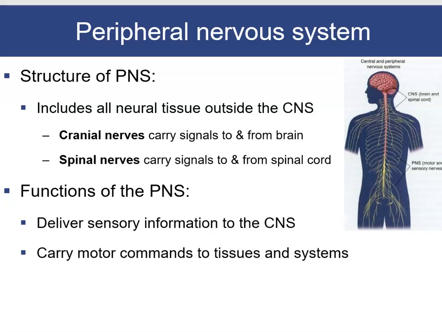The other division is the peripheral nervous system. The peripheral nervous system includes all of the neural tissue outside of the central nervous system. Cranial nerves will carry signals to and from the brain, and spinal nerves carry signals to and from the spinal cord. The functions of the peripheral nervous system include the delivery of sensory information to the central nervous system and carrying motor commands to our tissues and systems.